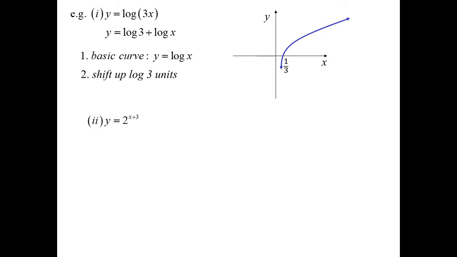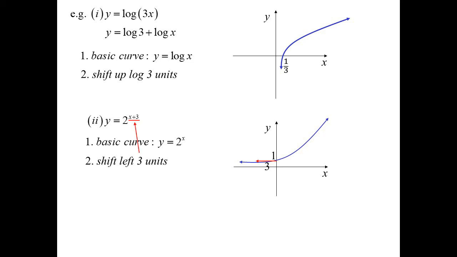If I was to do an exponential, 2 to the power of x plus 3, so our basic exponential, but this time we're going to have our horizontal shift because it's grouped with the x value. So we'll shift this one left 3 units. There we go. And so it'd end up with a y-intercept of 8 now.